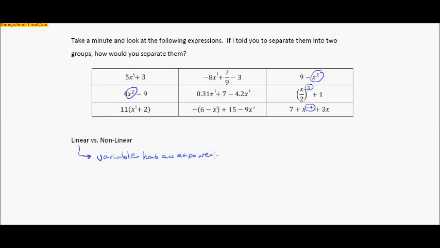Now you could go a little further and say that if I turned it into an equation and graphed it, it would graph into a straight line. But these aren't equations. These are simply expressions. So in a nonlinear expression, the variable has an exponent of something other than 1.